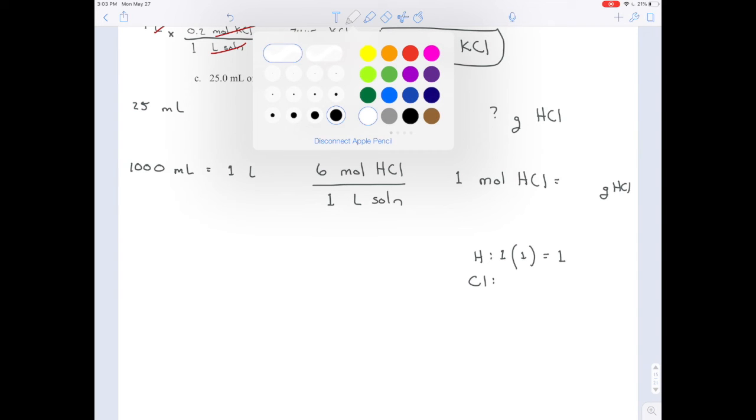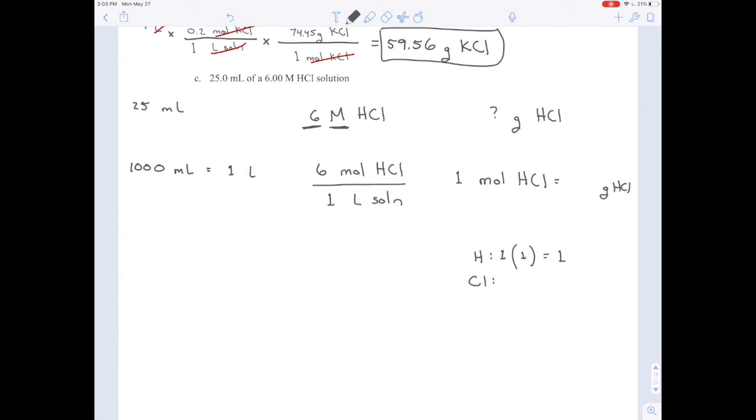Chlorine. In this compound, if you have 1 mole of HCl, you would only have 1 mole of chlorine. How do you know? At the bottom right of chlorine, no number is written, and so there's just an implied 1. Look at the box in the periodic table. Underneath Cl, you'll see 35.45. That means that each mole of chlorine weighs 35.45 grams. We only have 1 mole, and so there will be a total of 35.45 grams coming from the chlorine.